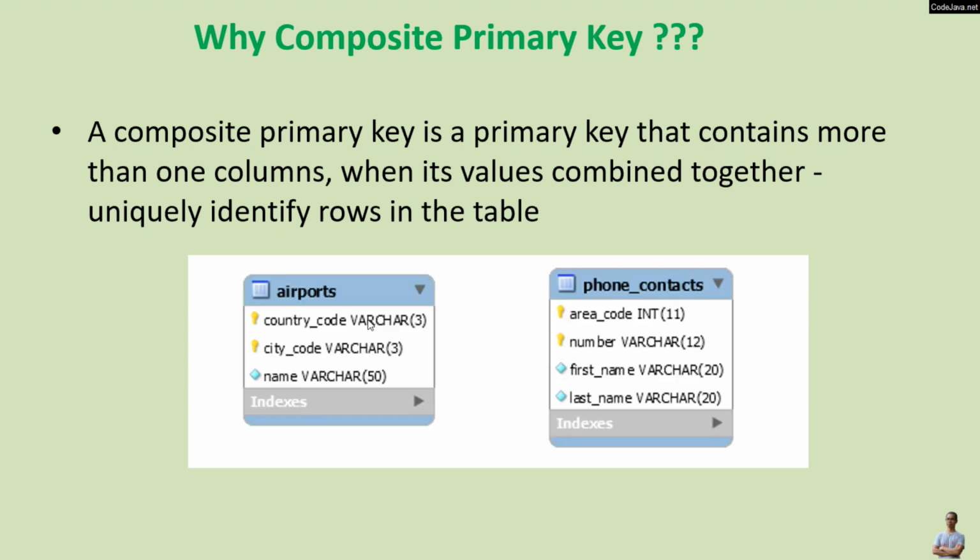Let's see a couple of examples. You see, in the airports table, it has a composite primary key that consists of two columns, country code and city code. That means the values of these two columns uniquely identify rows in the table. And similarly, the phone context table has a composite primary key that consists of the columns area code and number. The values of these two columns uniquely identify rows in the phone context table.